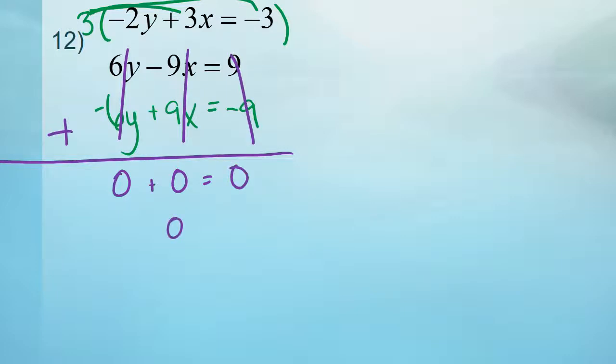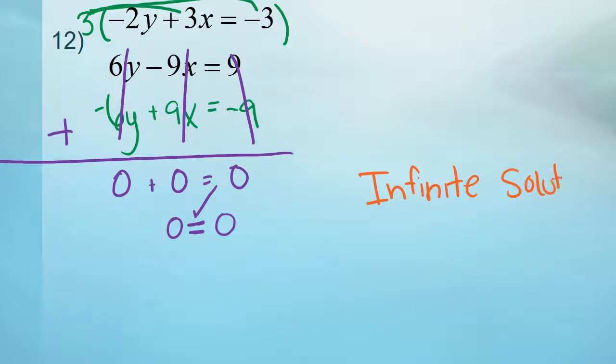So we end up with 0 equals 0. Is that a true statement? It is. So how do we write our answer when we have a number equal to itself? You just had a reminder, and that was infinite solutions. Okay, so keep an eye out for problems where you have a number equal to itself.